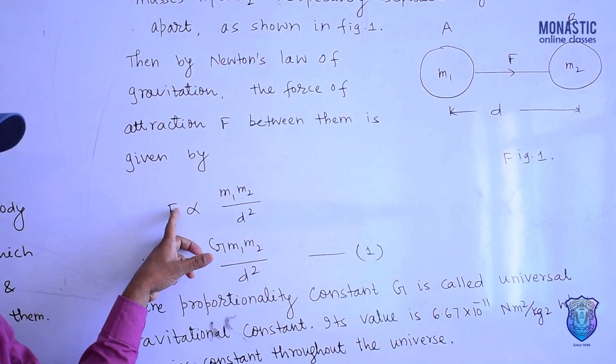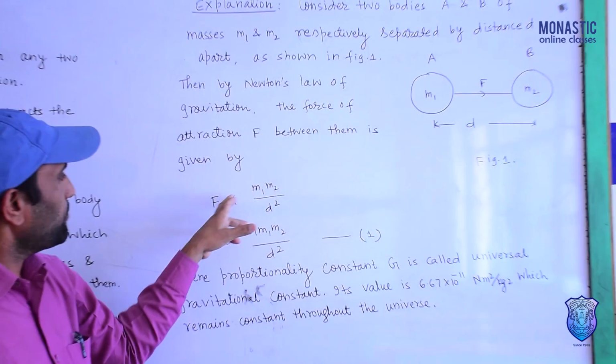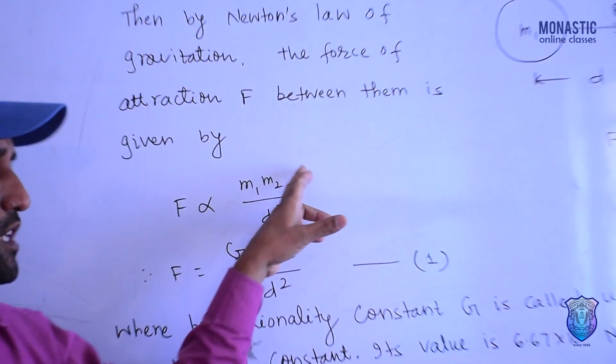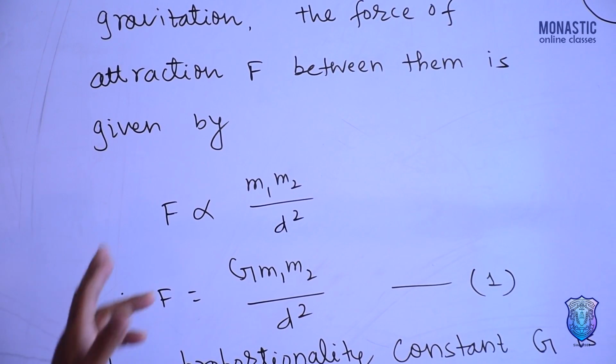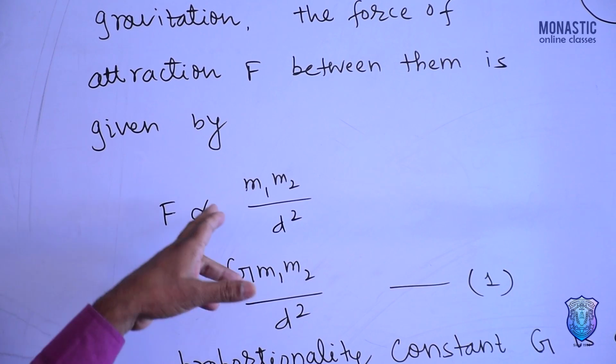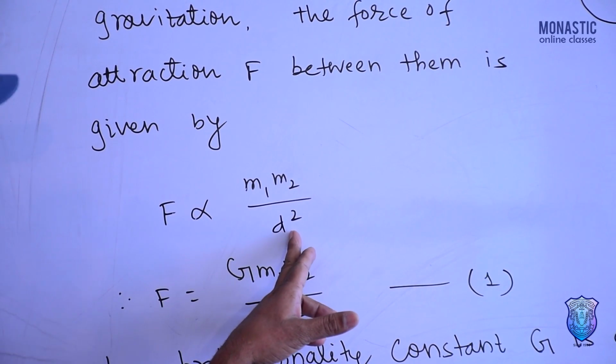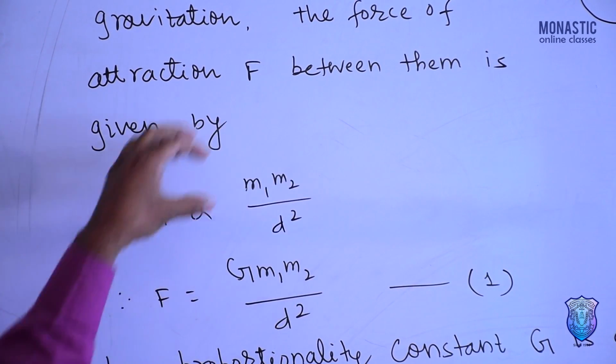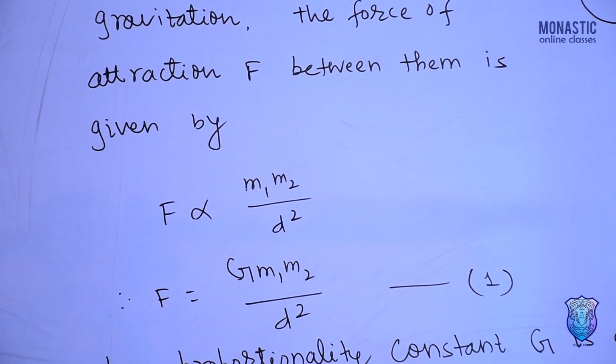This sign is known as proportional. Here, F is proportional to M1 M2. M1 and M2 are the masses of these two bodies. It means F is directly proportional to the product of their masses. And here, it is inversely proportional to the square of the distance between them. This comes from Newton's law of gravitation.